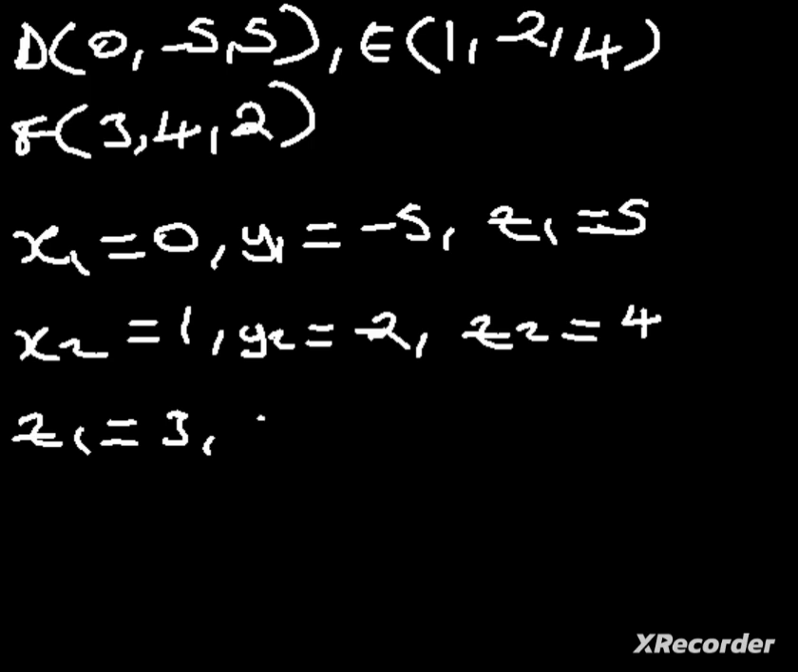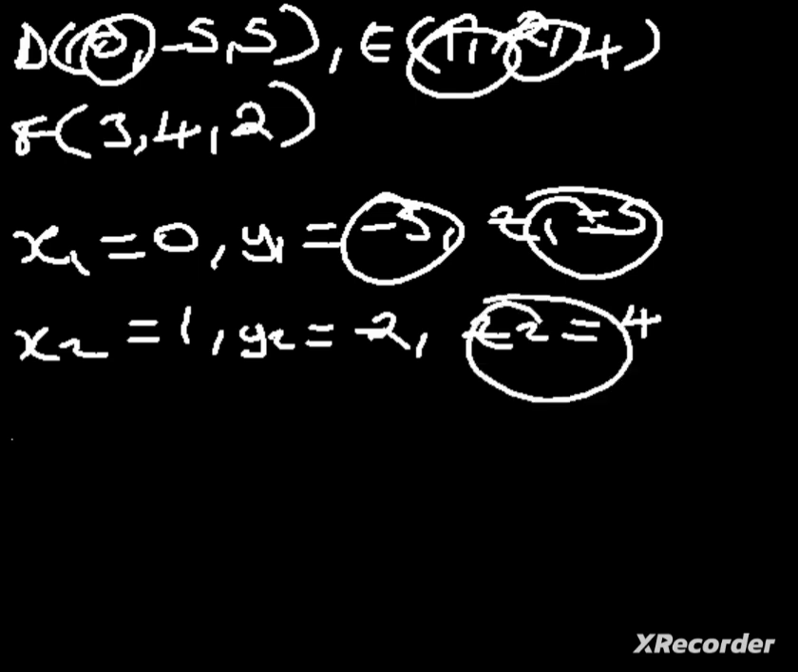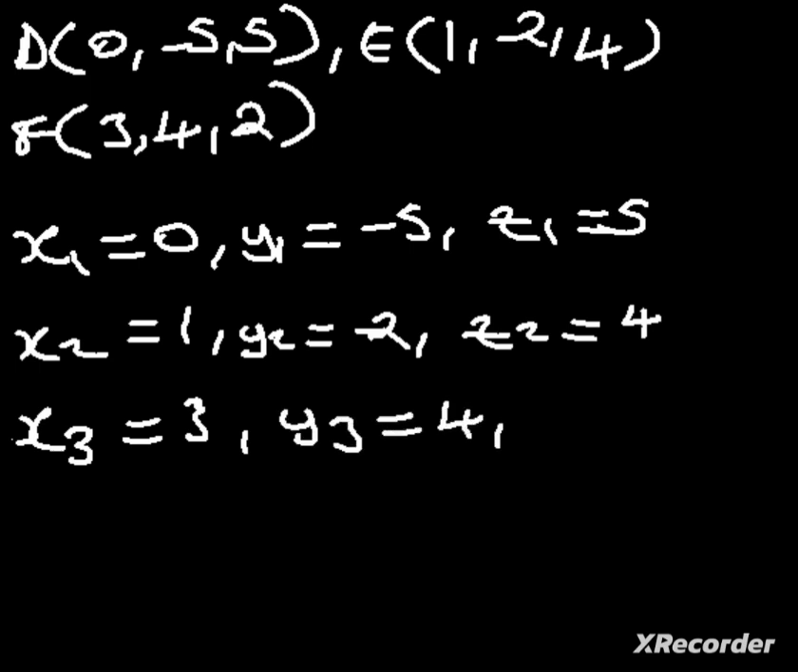So we have x1, y1 and z1 as given, and x2, y2 and z2 as given. Which means x3 is given as 3, y3 is given as 4, and z3 is 2. So that's the principle behind it.